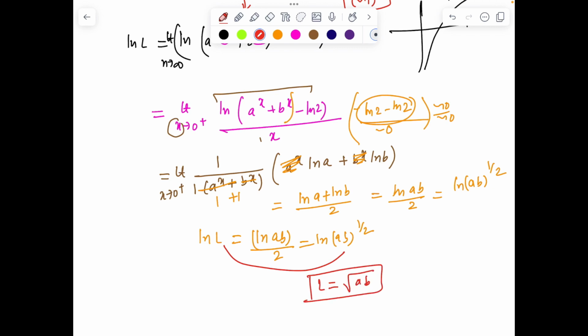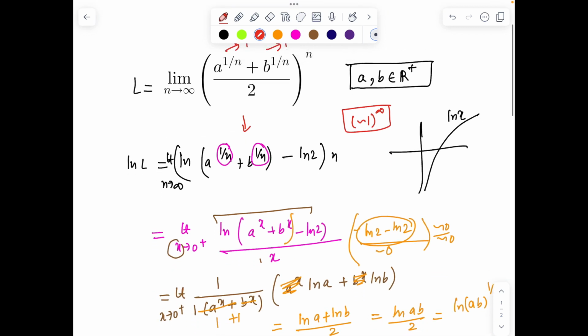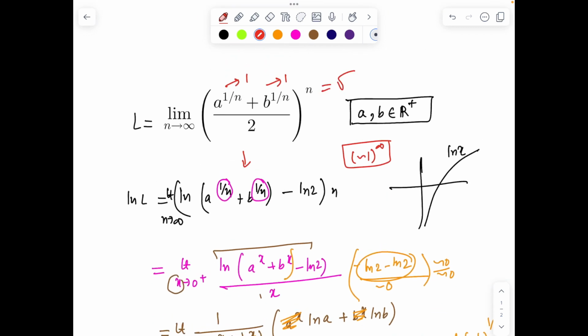So basically, when n tends to infinity, this limit goes to the geometric mean of a and b, and that's very exciting. A more exciting case is, what if n tends to 1? If n tends to 1, it's very obvious, it becomes the arithmetic mean, (a plus b) by 2. So for any positive real numbers, I can tell the limit value when n tends to 1 is always greater than or equal to the limit value when n tends to infinity. Equality will hold when a and b are the same. So this was a good problem.